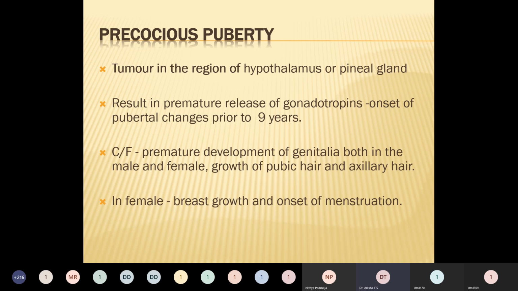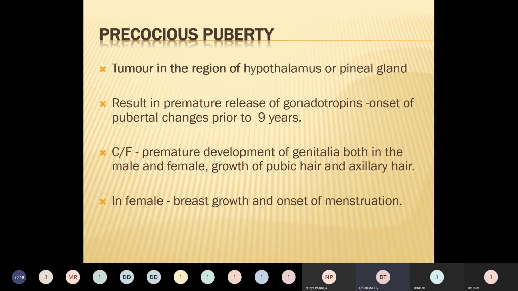What is precocious puberty? A tumor in the region of the hypothalamus or pineal gland causes something called precocious puberty. Precocious puberty means they attain puberty much before their age. It results in premature release of gonadotropin. Usually in girls the pubertal age is about 12 to 14 years, sometimes even 15 or 16, but here they attain puberty at less than 9 years.